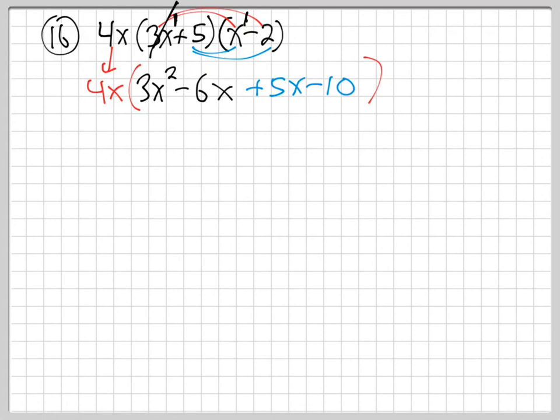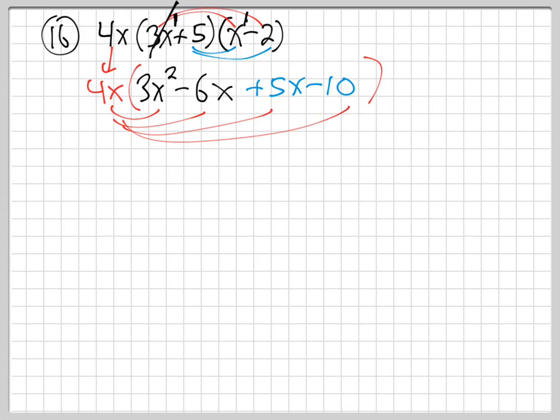Now it's the 4x's turn from the front. He's going to go boom, boom, boom, boom. You could combine the minus 6x and the 5x in the middle first, or you could just do it after. It'll work either way. I'll just do it all right now.